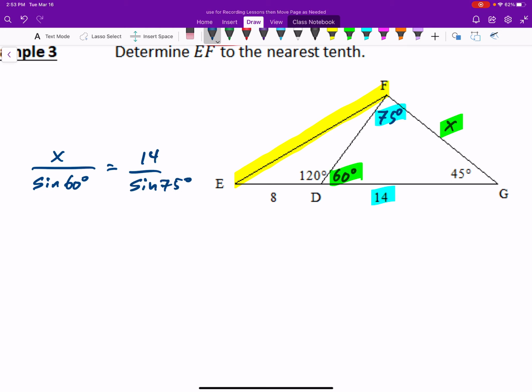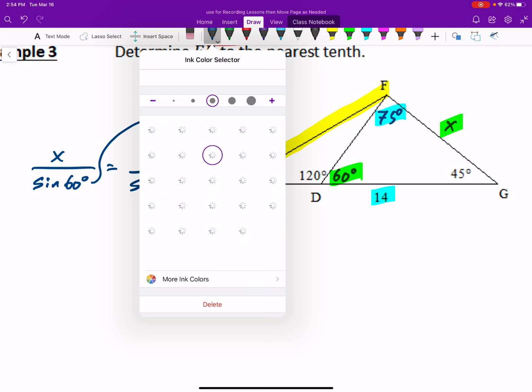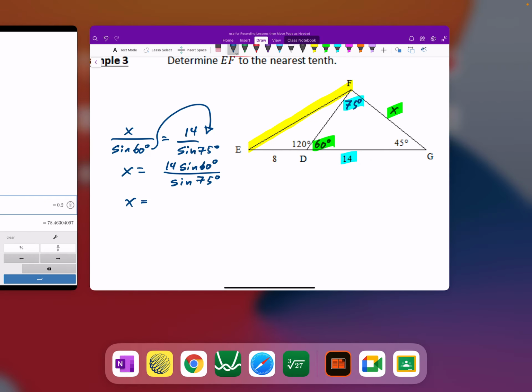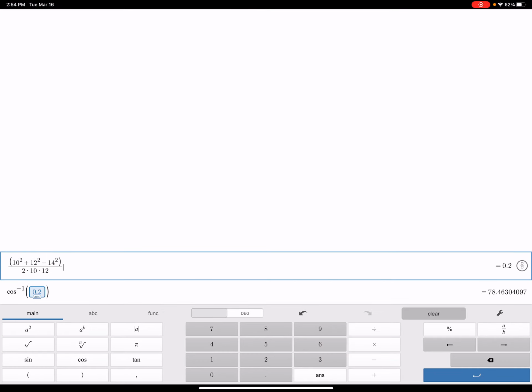And when I'm solving for X in these equivalent fractions, generally what's going to happen is whatever's on the denominator under the variable is going to end up in the numerator of the other fraction. So it's going to be 14 times sine 60 over sine 75. That's just how it always ends up. So I just do that without worrying too much about the math behind it, since I know that it's good math.